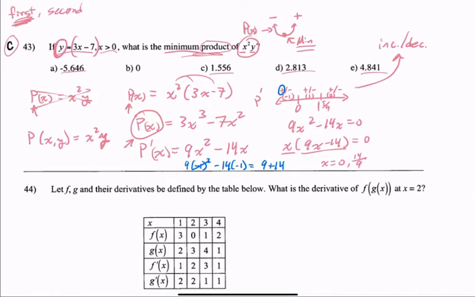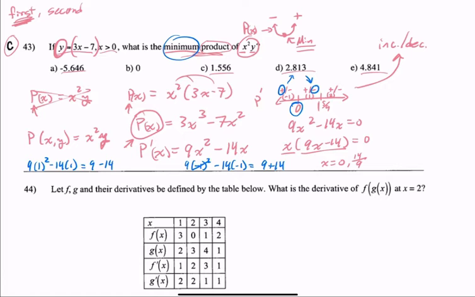Let's plug in positive 1. So 9 times positive 1 squared, minus 14 times positive 1. We get 9 minus 14, which is negative, so decreasing. So we're increasing here, and then we're decreasing here. So it looks like there's a max here, but that's not what we care about. We want the minimum.